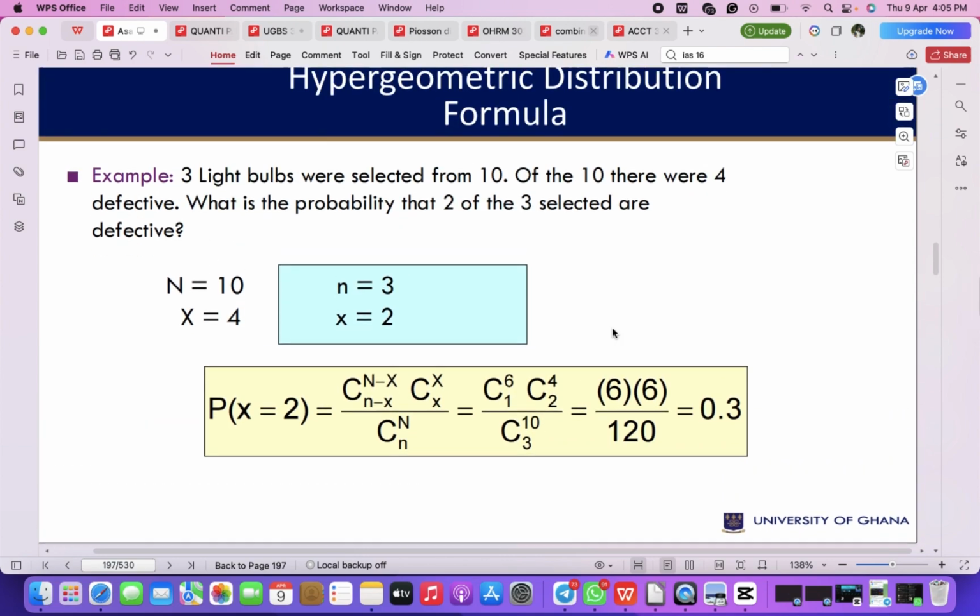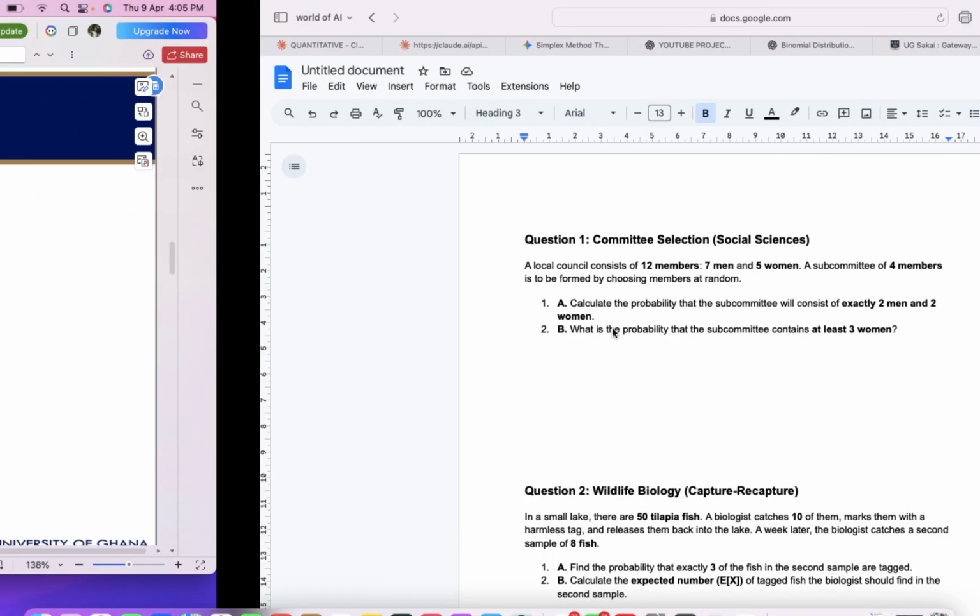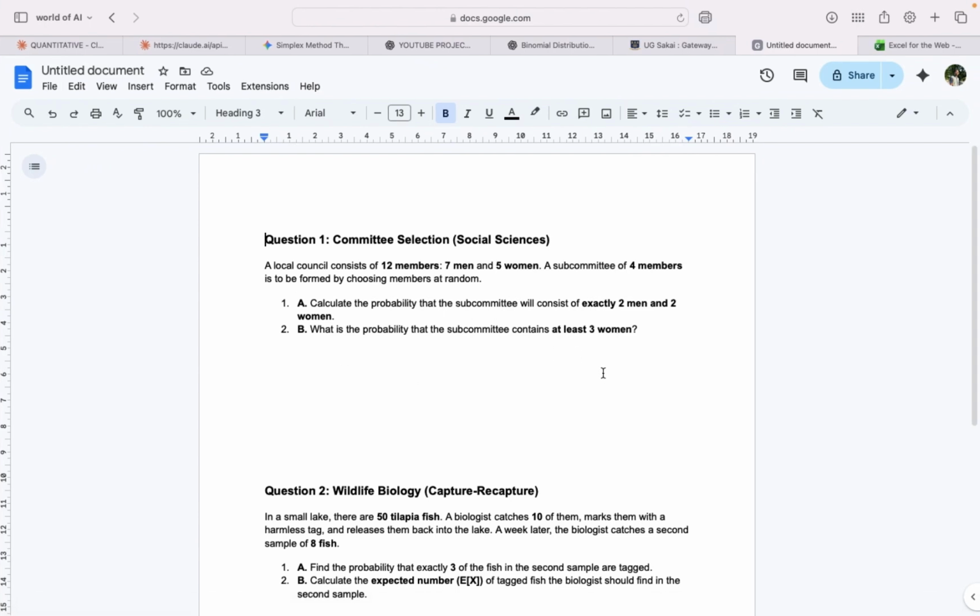I think that was the last example that they solved. So I have 2 examples here. Let's work on these ones, and then we call it a day.